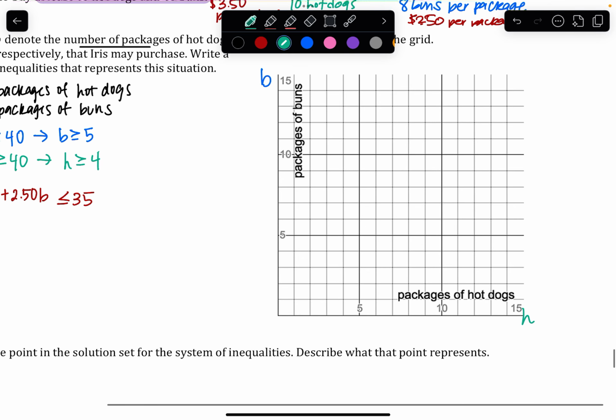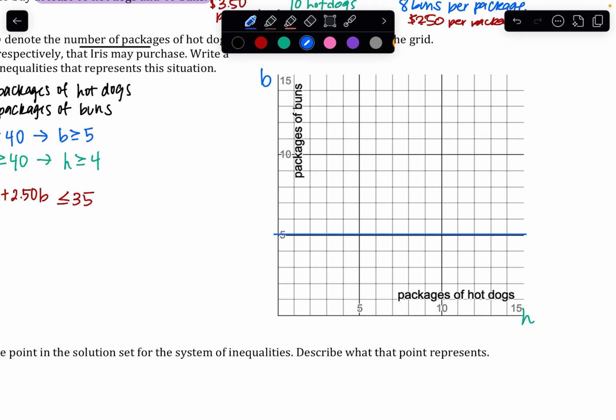Okay, so I can go ahead and graph the blue inequality. B has to be greater than or equal to 5. And so this is where B is equal to 5. And we need to be greater than that. B is kind of like our y. Y is greater than or equal to 5. Okay, and then for our H, 4 is right here. And we need to be greater than or equal to that. So we need to stay up in this top right quadrant.